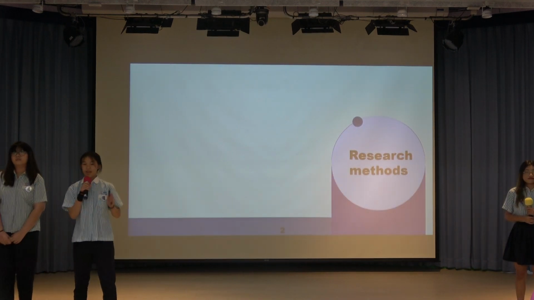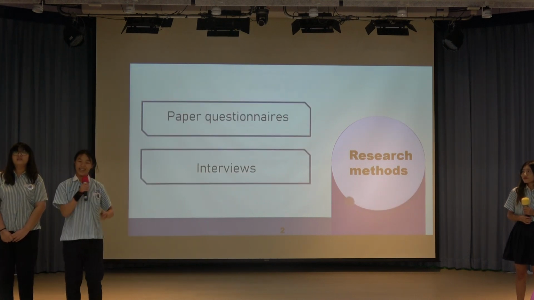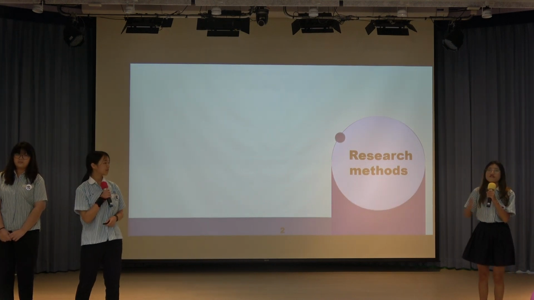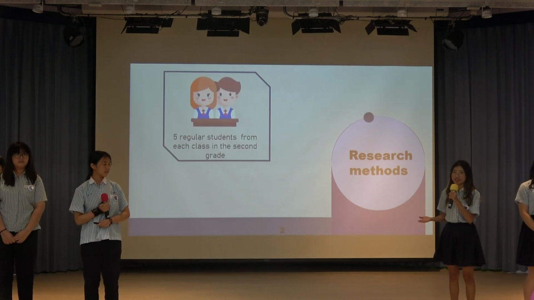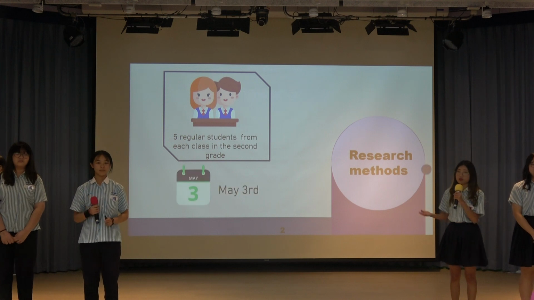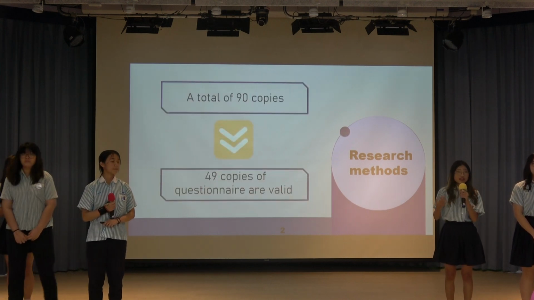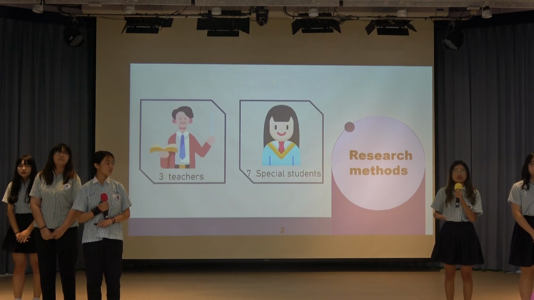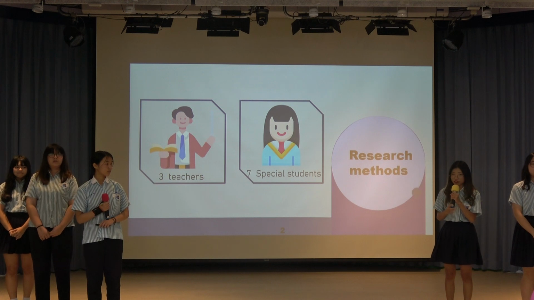Second, the research methods are divided into two types, paper and pencil questionnaire and the interview. We selected 5 regular students from each class in the second grade to answer our questionnaires. The questionnaires were distributed on May 3rd, and 49 out of 90 copies are valid. The participants of the interview are 3 teachers and 7 students with special educational needs.